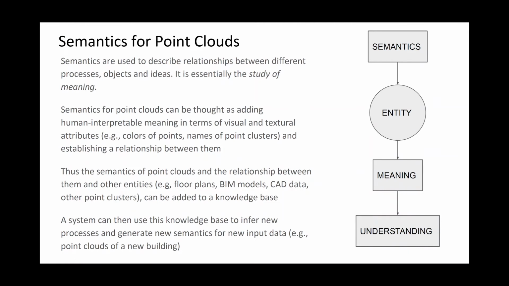Semantics are used to describe relationships between different processes, objects, and ideas. It is essentially the study of meaning. Semantics for point clouds can be thought of as adding human interpretable meaning in terms of visual and textual attributes, such as colors of points, names of point clusters, etc., and establishing a relationship between them. Thus, the semantics of point clouds and the relationship between them and other entities such as floor plans, BIM models, CAD data, or other documentation can be added to a knowledge base. A system can then use this knowledge base to infer new processes and generate new semantics for new input data, such as point clouds of a new building or an indoor environment.